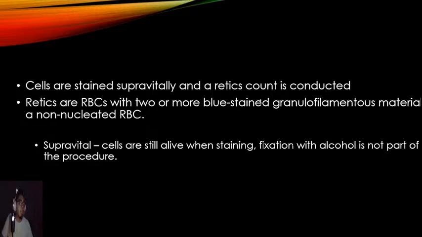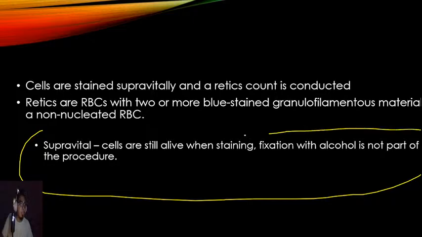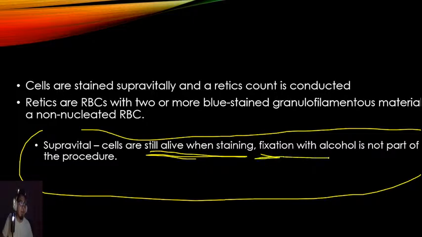The cells are stained supravitally, and the retic count is conducted. When you use the term supravital, the staining procedure is done when the cells are still alive. Okay? And fixation with alcohol is not part of the procedure. Why? Because when you fixate a sample in alcohol, it will kill the cell off. And we need the cell to be alive. Why? Because there's RNA remnants, or ribosomal remnants.